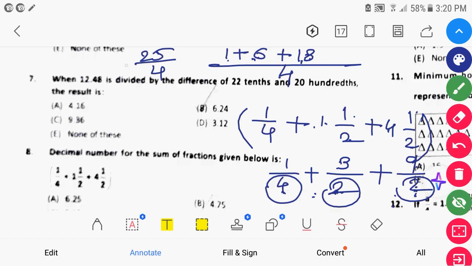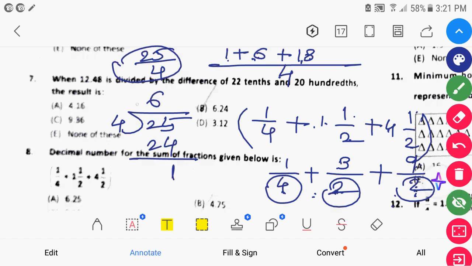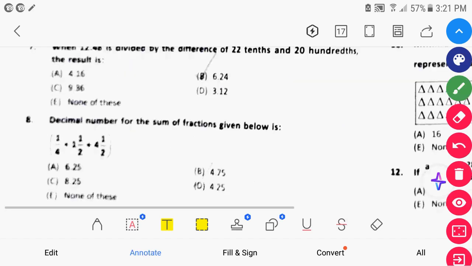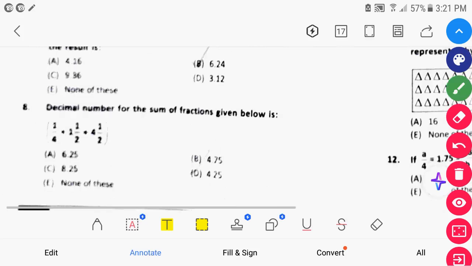Now 25 upon 4 is in the form of a fraction, so you have to convert it into decimal form. So divide 25 by 4. 4 6s are 24. 1 is the remainder. We cannot divide, so we add a decimal point. 0 will come. 4 2s are 8. 2 again 0. 4 5s are 20. So 6.25 is the answer. Okay, 6.25. Option A.